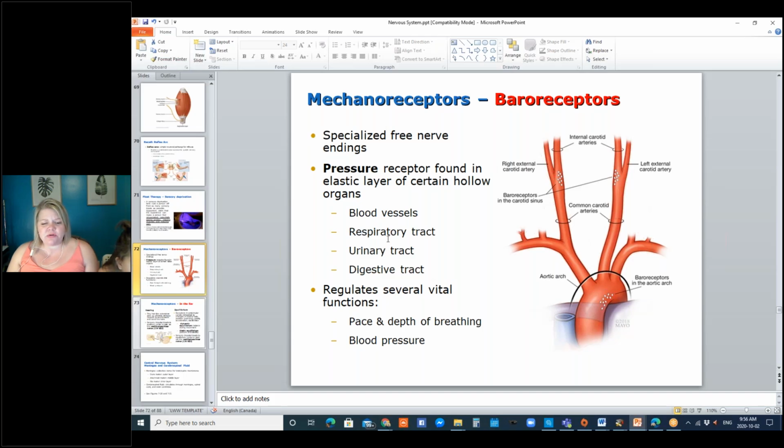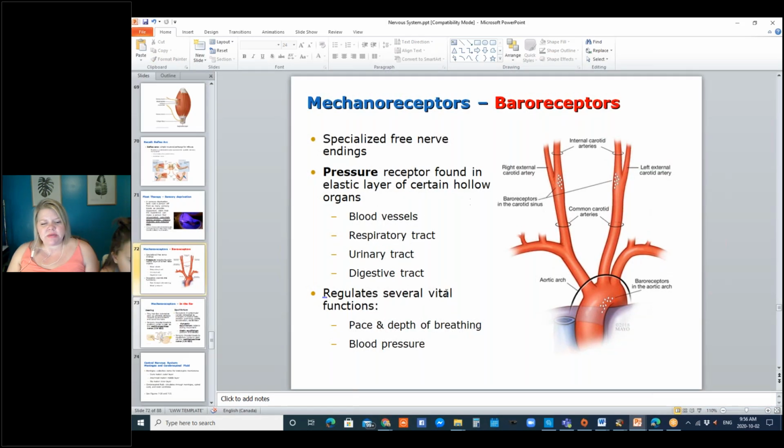You're also going to have these baroreceptors in respiratory tracts, urinary tracts, digestive tract. They're all interrelated, and we will be talking about that when we come to the endocrine system and how that maintains homeostasis. For example, if your baroreceptors in your blood vessels are detecting high pressure, it will actually stimulate your kidneys to release more water to decrease the pressure in your blood.